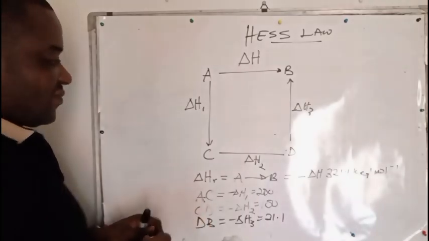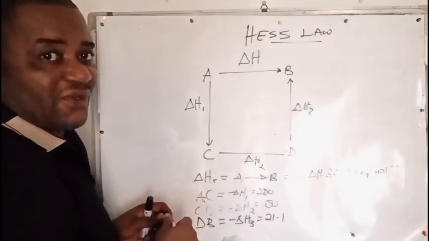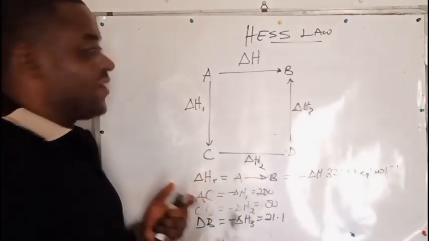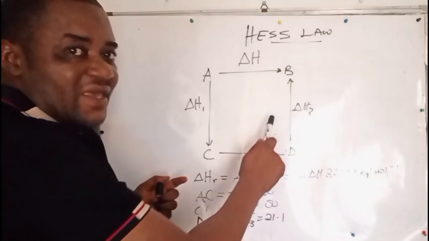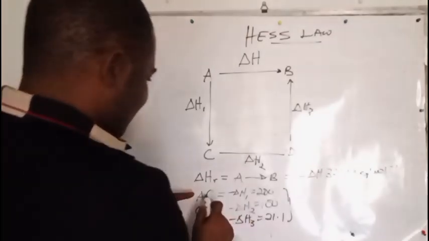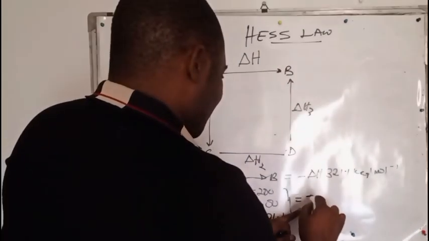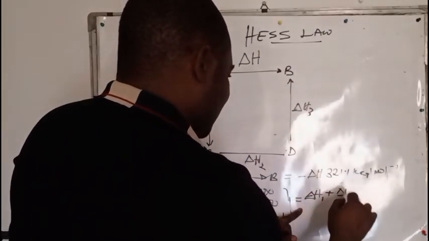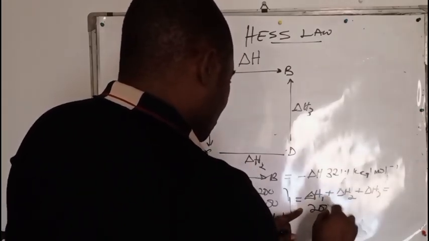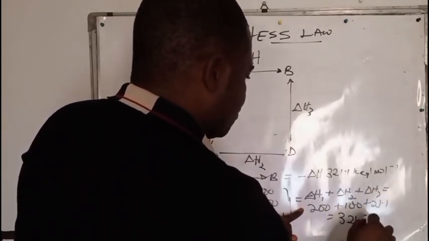It's saying that even if this reaction decides to take these several paths to get to the product, the enthalpy change, the heat of formation of this product, will still remain the same, even if it goes this long way. So this will be AC plus CD plus DB. And if that is the case, it means delta H of 1 plus delta H of 2 plus delta H of 3 will give us what? 200 plus 100 plus 21.1, and this will still give us 321.1 kilocalorie.